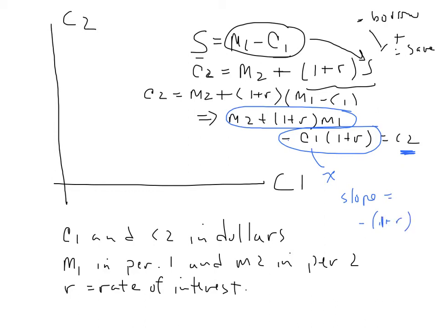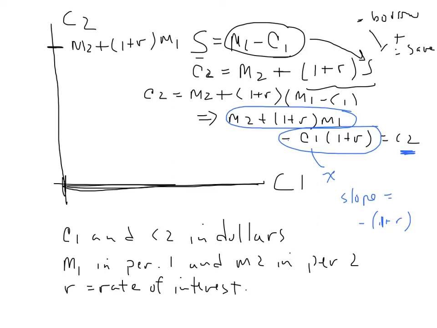Okay? So if we wanted to draw this into the picture, what would it look like? Well, we can allow C1 to be 0, that is, go all the way down here, right? And if C1 is 0, then we have a y-intercept of M2 plus 1 plus R M1. Okay? We also know that the slope is minus 1 plus R.